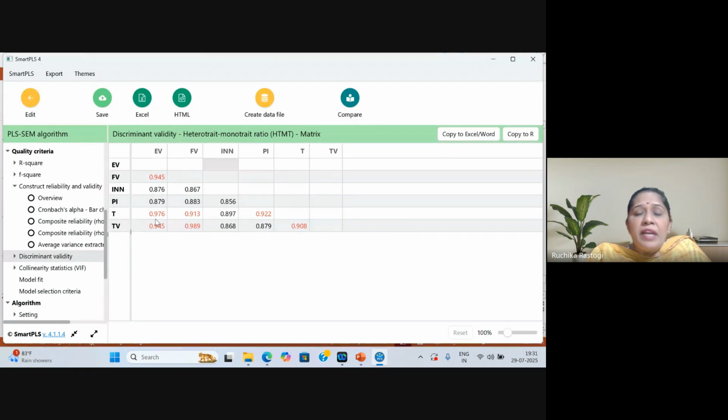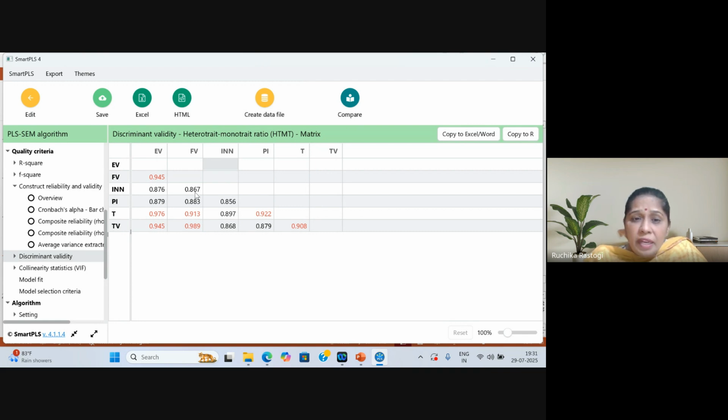For example, if the Cronbach alpha is very high in reliability, and the questions are highly correlated with each other, then maybe I can remove one question, and after removing that, it will be correct. So how to check it? Remember this: whatever the first value comes, that value should be higher than all the corresponding values.